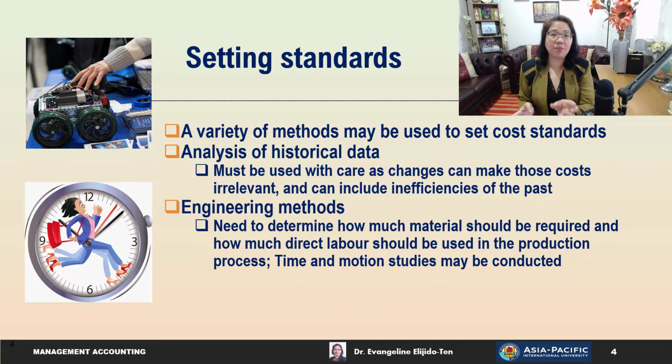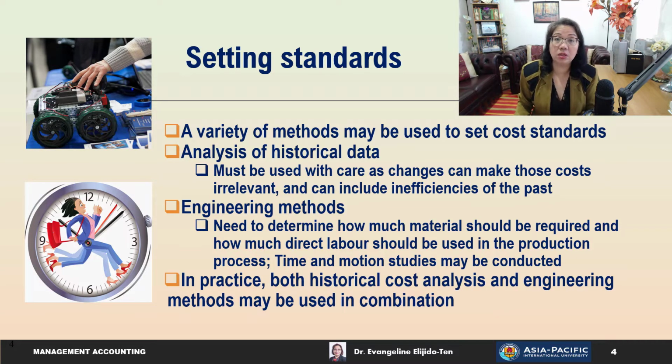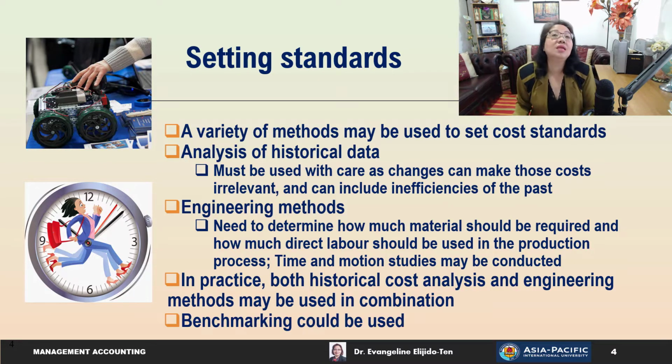And if some did it for half an hour, others did it for 1/10 of an hour, others did it for different lengths of time, we might average it up and say, all right, a quarter of an hour is quite reasonable to expect for this particular product to be produced. All right. So in the real world, both historical cost analysis as well as engineering methods are used together. And there is also the use of benchmarking.